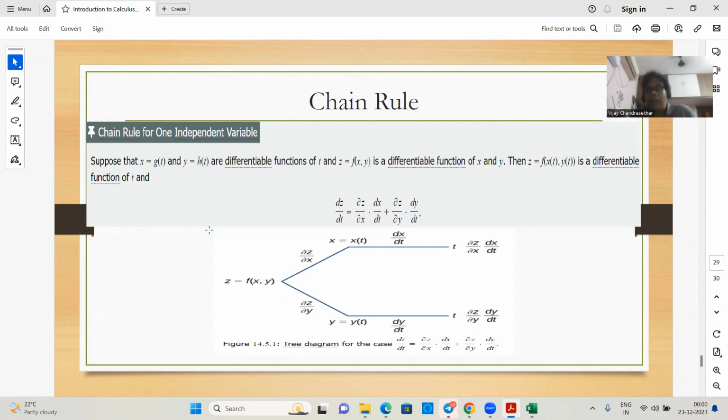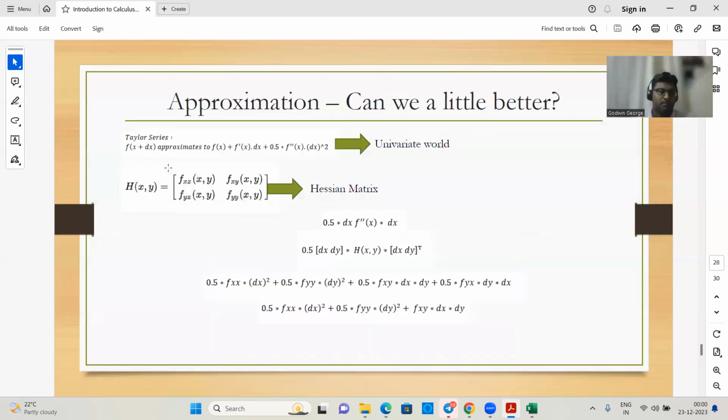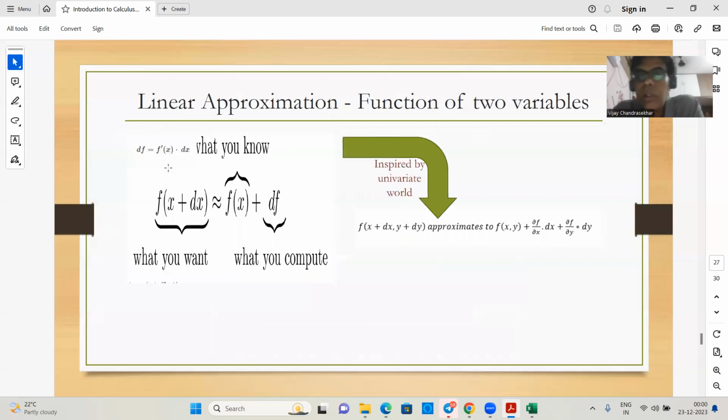But the reality is you may not even know that there is a relationship. If somebody just gave you z equal to f of x comma y, and nobody tells you that x is actually g of t and y is h of t, then you wouldn't even know. You would just go ahead and compute partial derivatives the way you would usually do it. Thanks, that's a very valid question. We'll come to that when we do the chain rule.